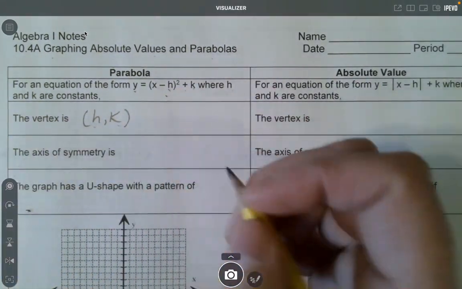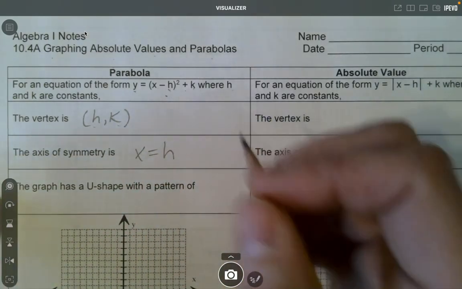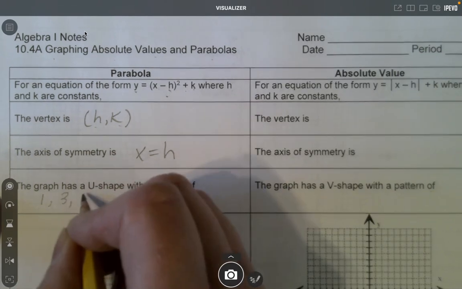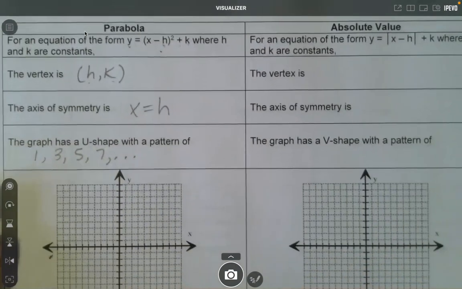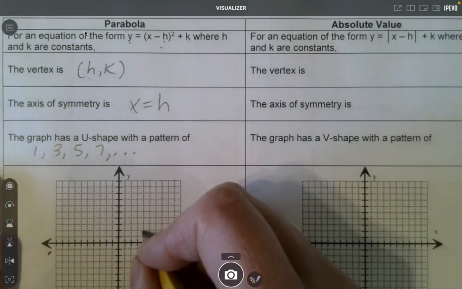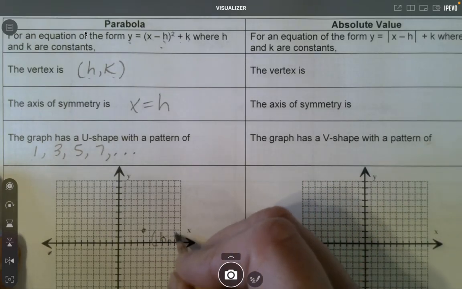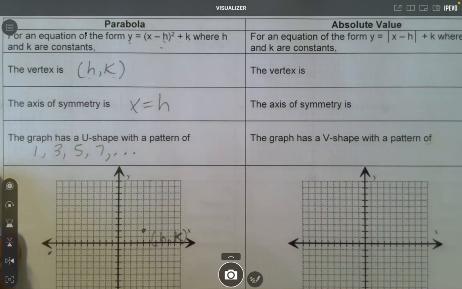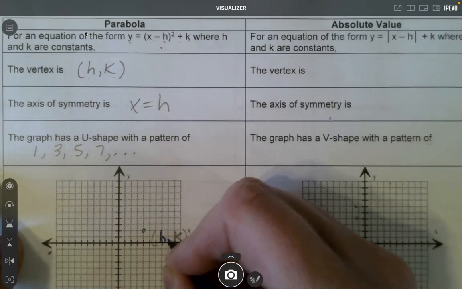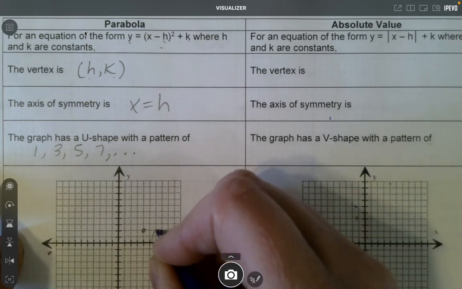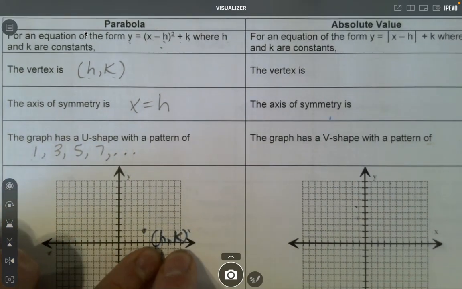The axis of symmetry is going to end up being x equals h, and the graph is going to have a U shape with a pattern of 1, 3, 5, 7. So I'm going to show what that pattern would look like. I'm making a random point over here in quadrant 1, and I'm going to call that point (h, k). Maybe I'll use a color on that so it stands out. So that's my (h, k). And again, this is just random, because I want to show variables.